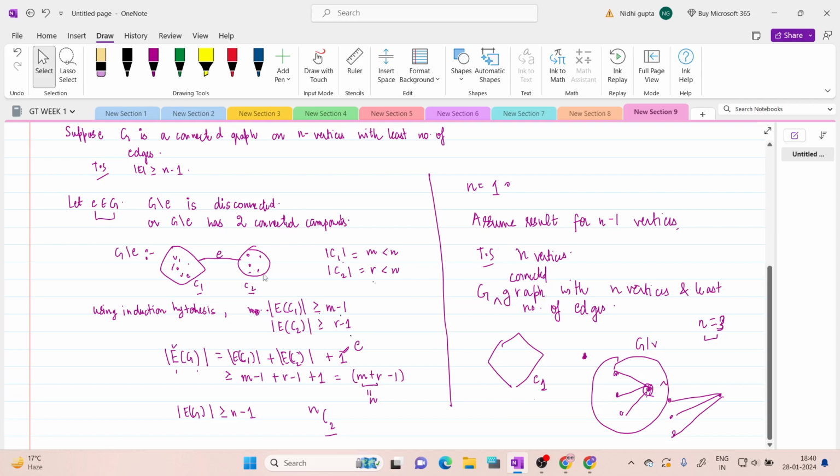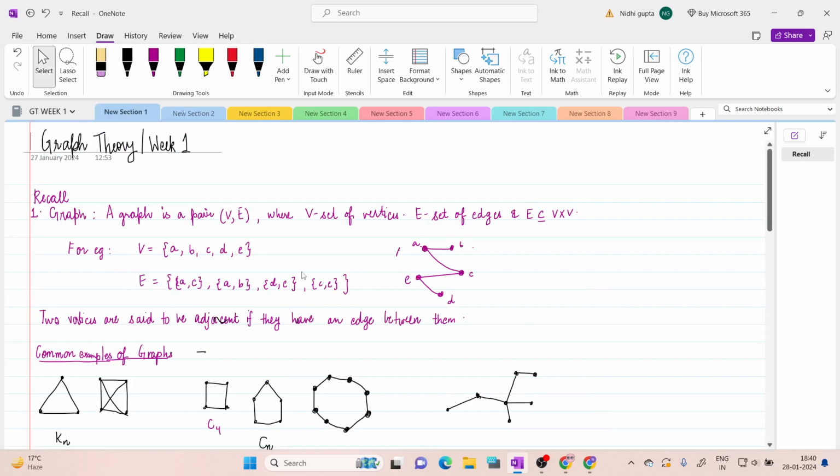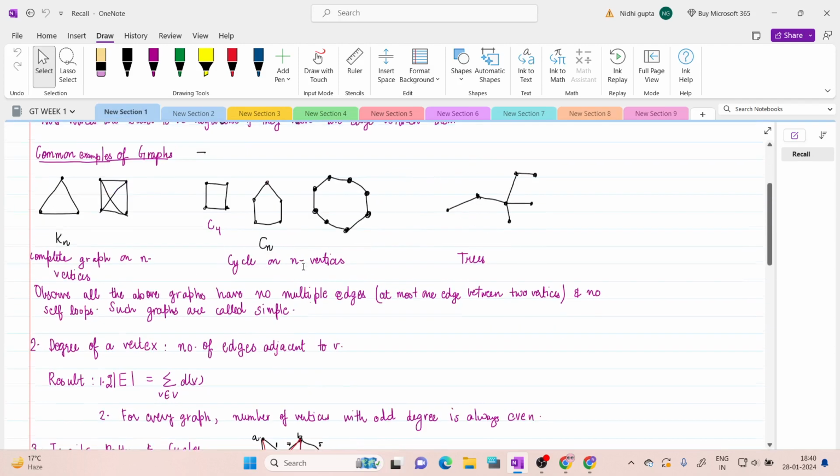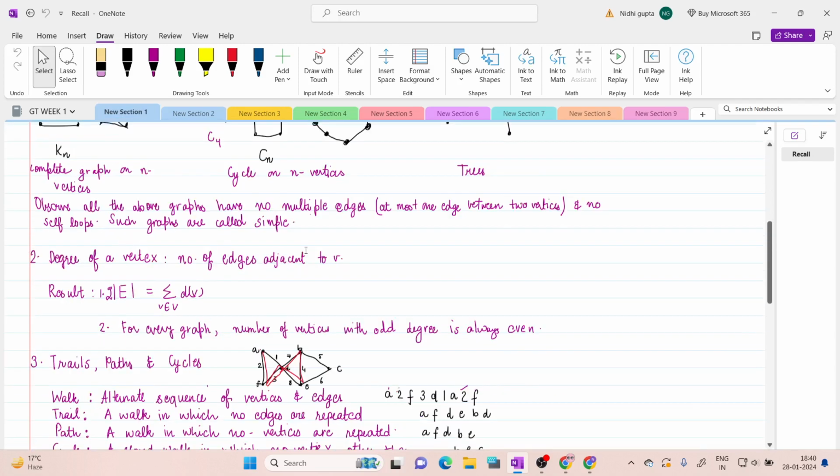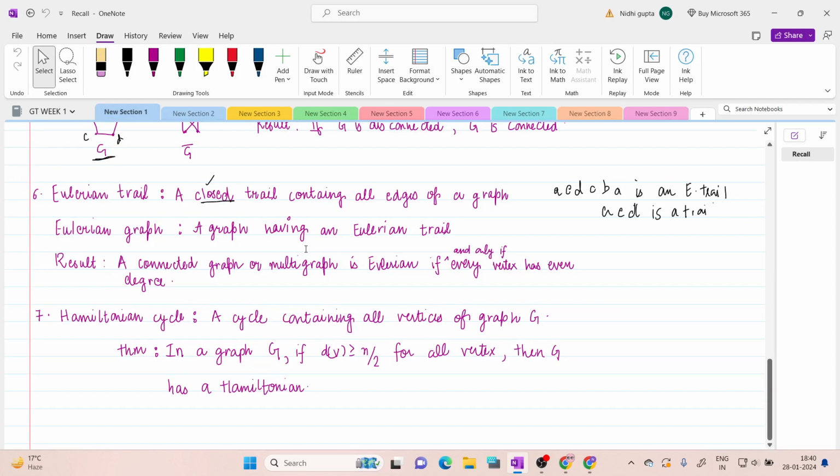Okay, so now we'll move on to the last topic, which is the Hamiltonian cycle. So what is a Hamiltonian cycle? A Hamiltonian cycle is a cycle in a graph G which contains all the vertices of G.